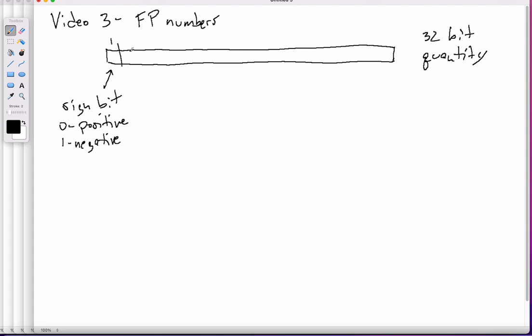Then there are 8 bits over here: 1, 2, 3, 4, 5, 6, 7, 8. And this is called the exponent, and we need to explain that shortly. And then over here, there are 23 bits, and that's called the mantissa. We're ready to see now how we put this all together.